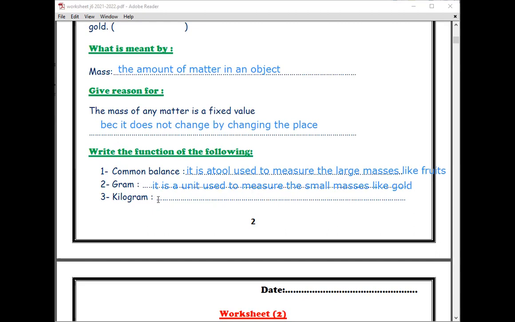Number 3, kilogram. Also the kilogram is a unit, but the kilogram is used to measure the large masses. So I write here it's a unit used to measure the large masses like fruits or vegetables.